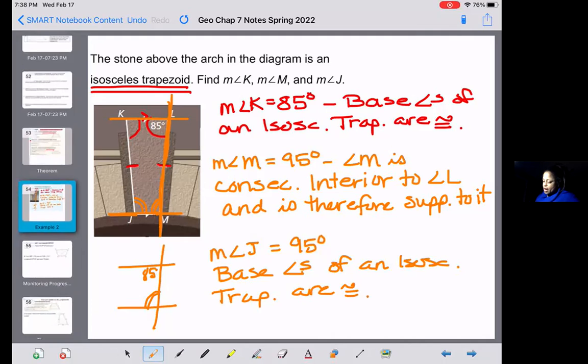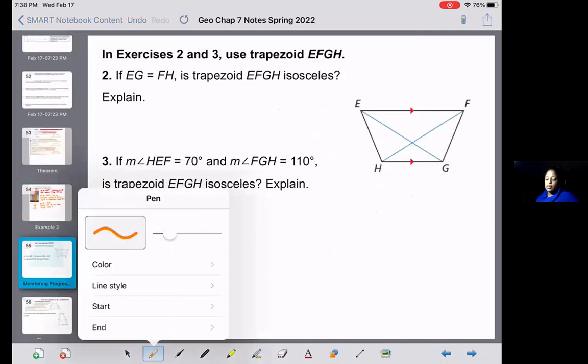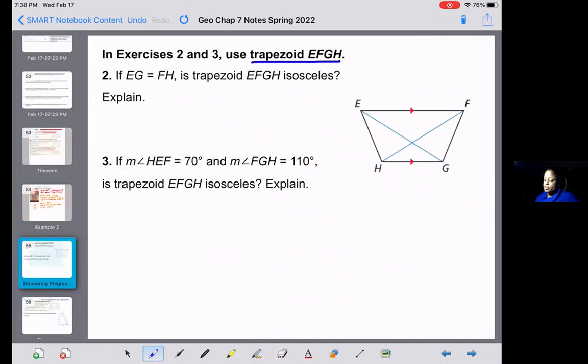All right, next problem. In exercises 2 and 3, use trapezoid EFGH. It doesn't say it's isosceles, it just says it's a trapezoid, that's it. So number 2, if EG equals FH, is trapezoid EFGH isosceles? Well, let's take a look. EG is this diagonal. FH is this diagonal. Okay, so if those are congruent, is it isosceles?